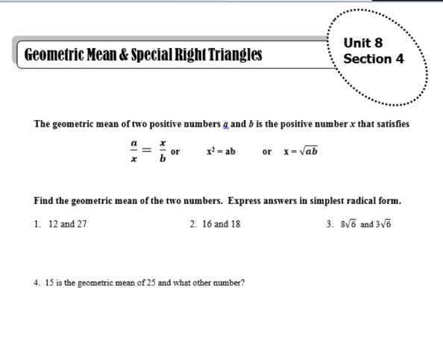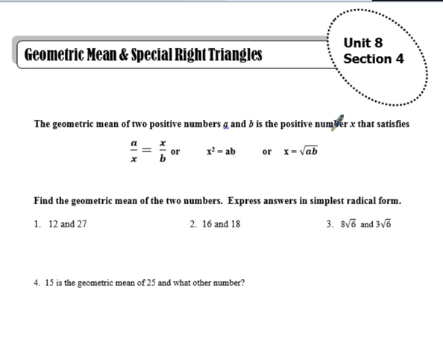What is a geometric mean? The geometric mean of two positive numbers, a and b, is the positive number x that satisfies the following conditions. If I set up a fraction of a divided by x, it is equivalent to x divided by b, or x squared is equal to a times b, or I can say that the geometric mean x is equal to the square root of a times b.